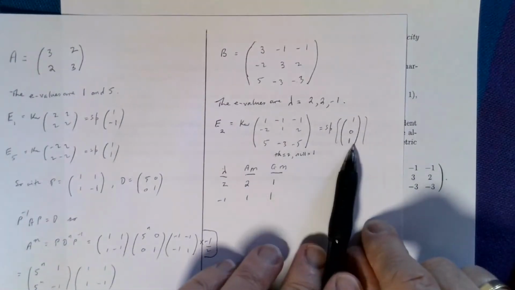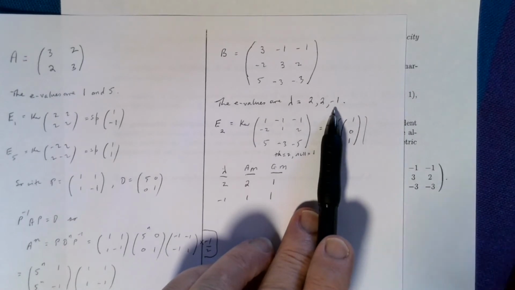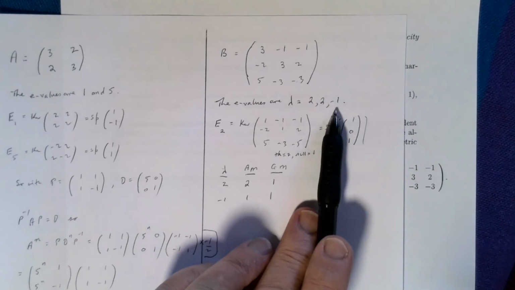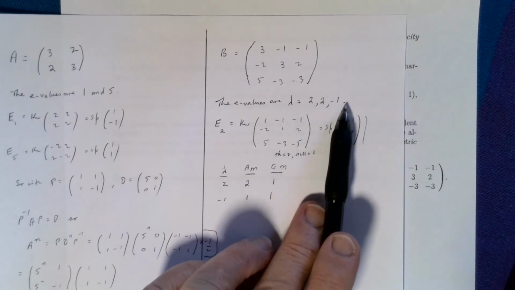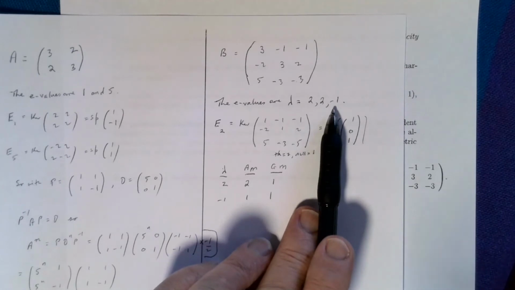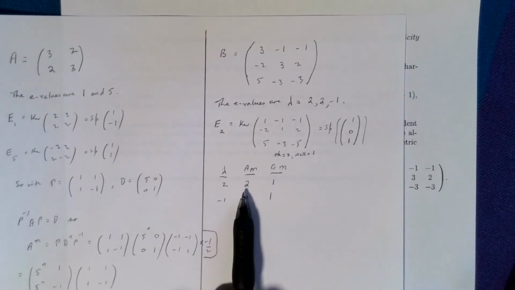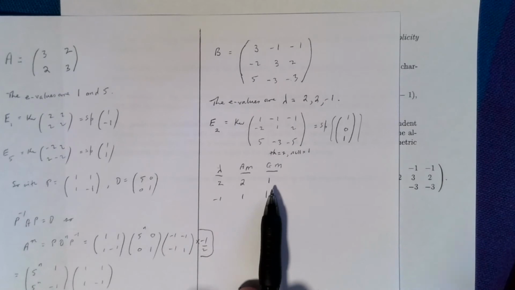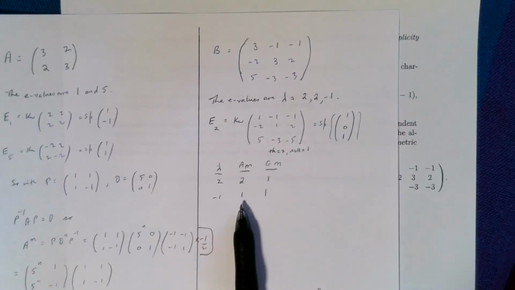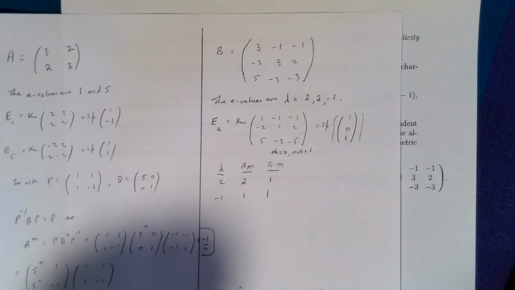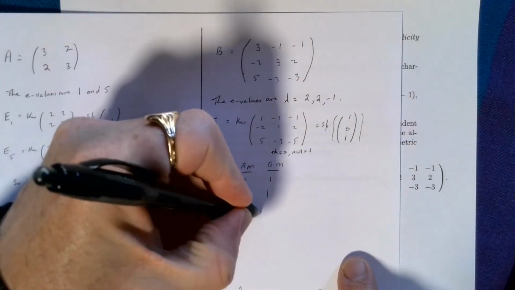Now the dimension of the eigenspace for minus 1 has to be exactly 1. You must get at least one eigenvector from this one, and you can't get any more because the algebraic multiplicity of this is just 1. So as a little summary here, there are the two eigenvalues. 2 has algebraic multiplicity 2, but geometric multiplicity only 1. Minus 1 has algebraic multiplicity 1 and geometric multiplicity 1. And that tells me this matrix B is not diagonalizable.